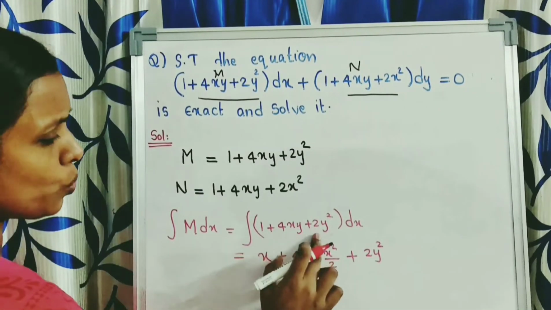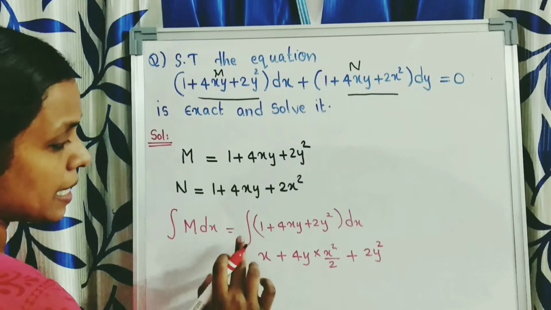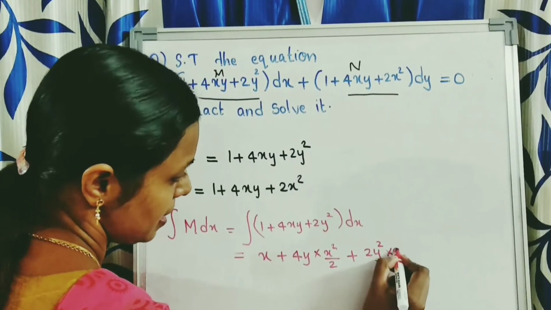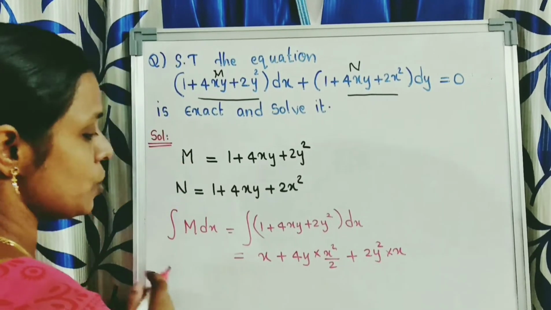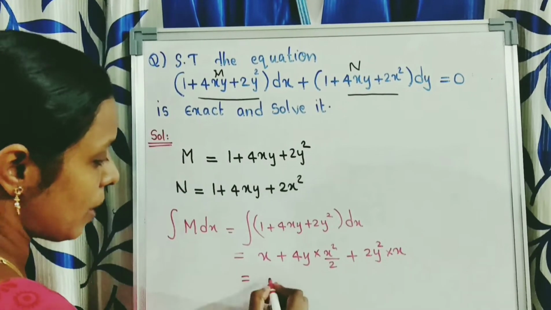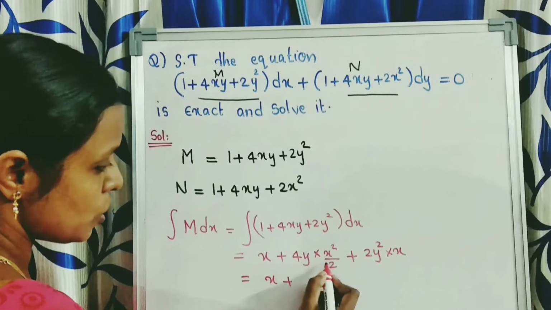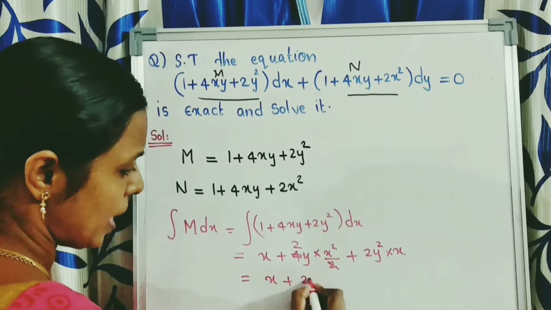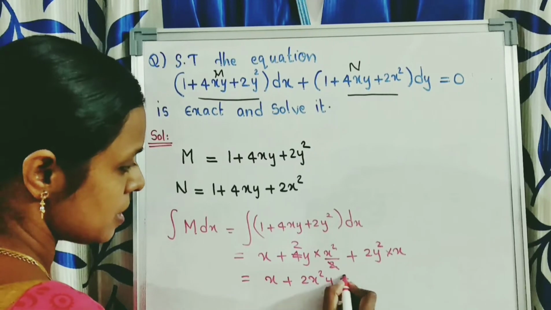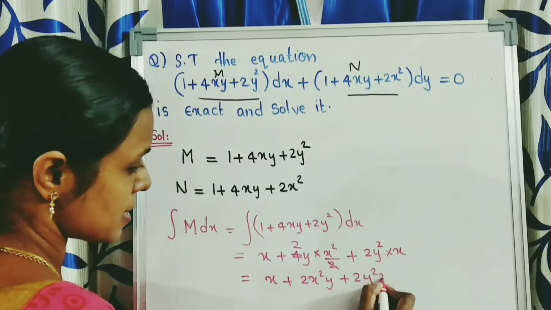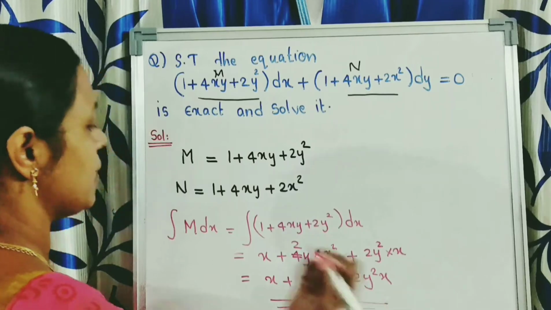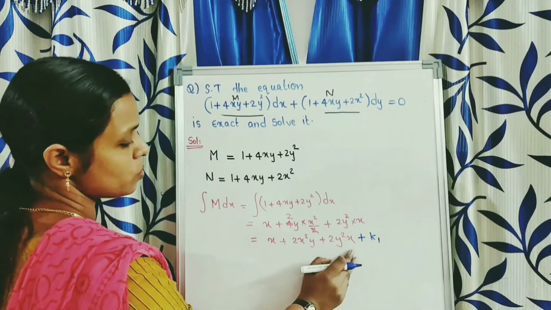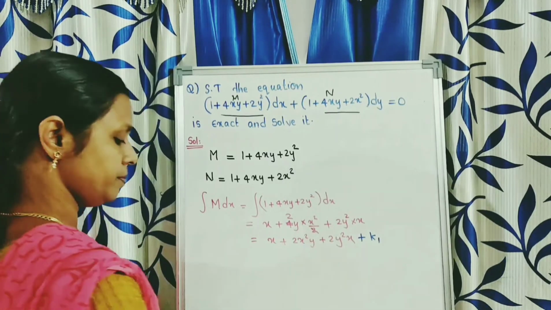Here 2y² is constant, so we get the integral of 1 dx, which is x. Now we get 2y² into x. That is equal to x plus, here 2 gets cancelled, 2x² y plus 2y² x. This is the integral. We get x plus 2x²y plus 2y²x plus k1.